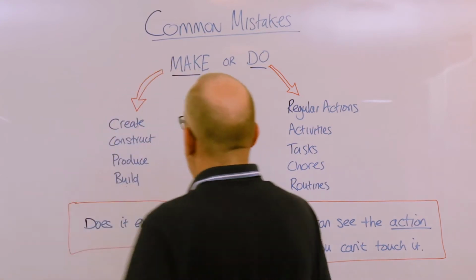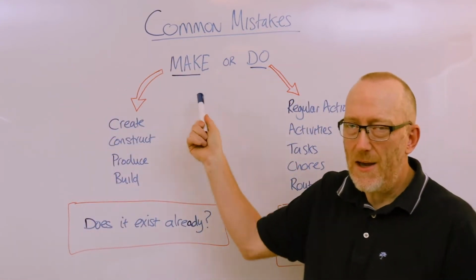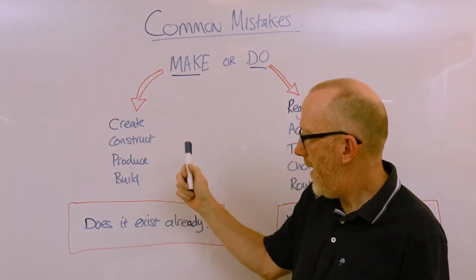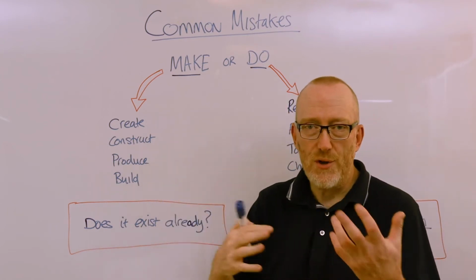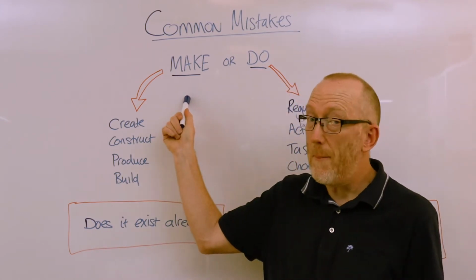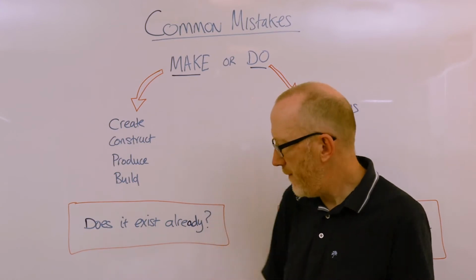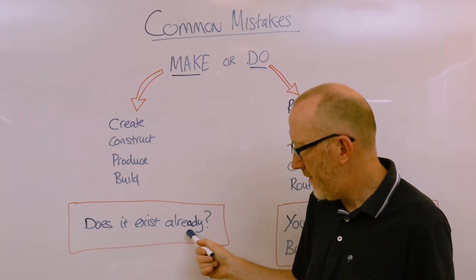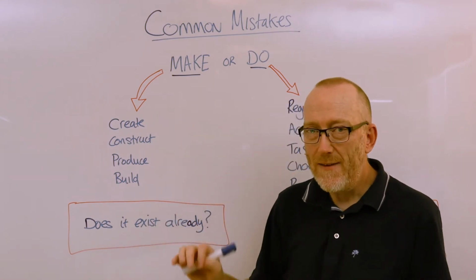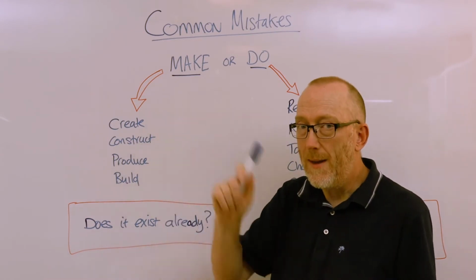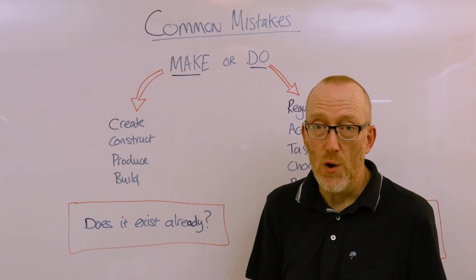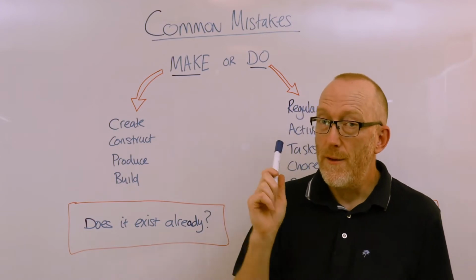Okay. So make and do. Let's start with make. We use make when we're talking about creating something, constructing, building and producing. And the best way I can think of to talk about make is I want you to ask yourself a question. Does it already exist? The thing that you want to describe, does it exist already? If the answer is no, you can probably use make. Okay. So ask yourself the question. If the answer to this question is no, then make is probably the verb you need.